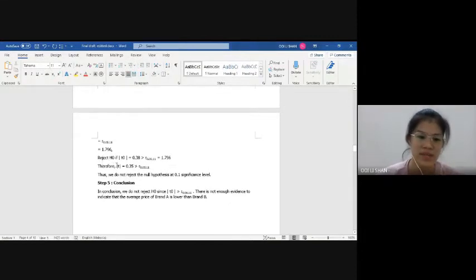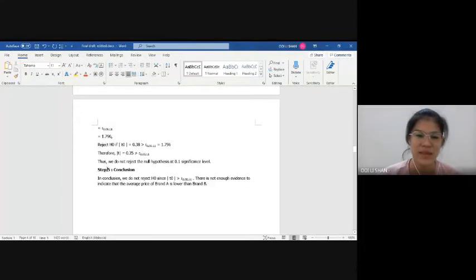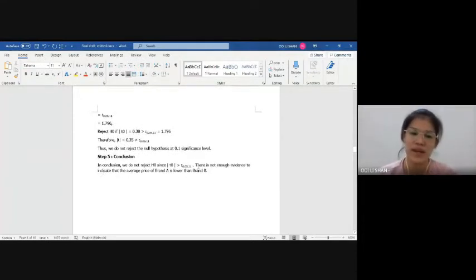Then reject the null hypothesis if T0, which equals 0.3338, is larger than 1.796. Therefore, we do not reject the null hypothesis at the 0.1 significance level. And in conclusion, we do not reject H-null since T0 is smaller than T0.05, 11. There is not enough evidence to indicate that the average price of brand A is lower than brand B. That's all from me.